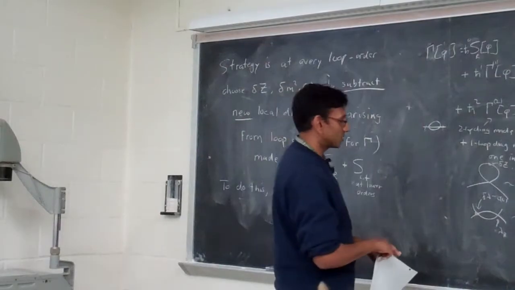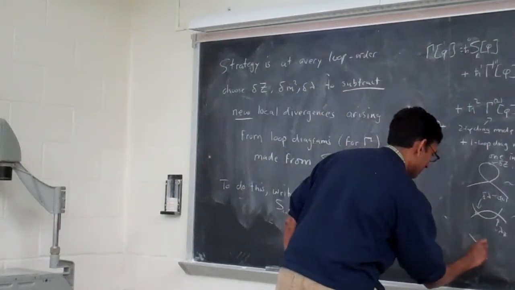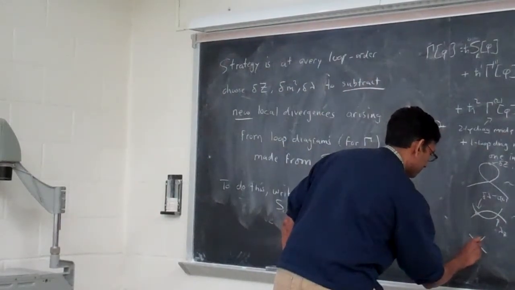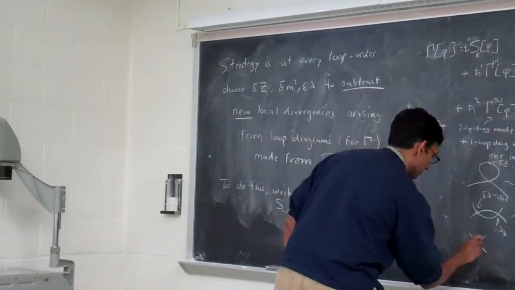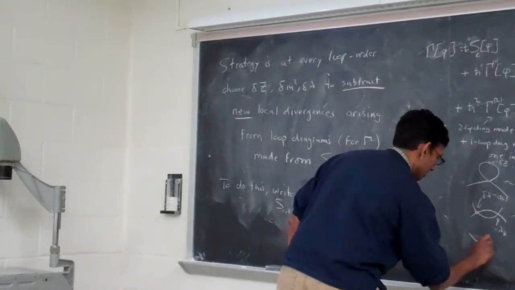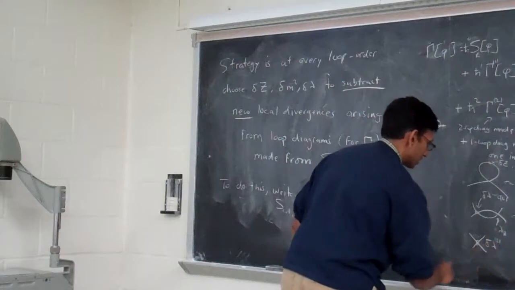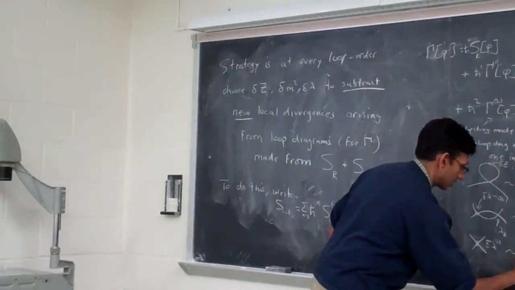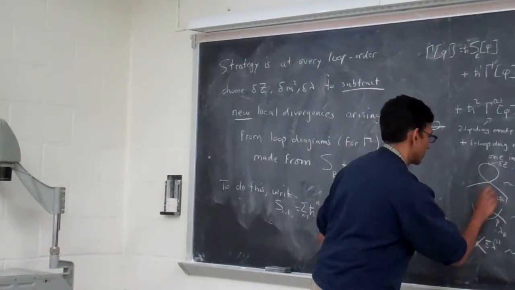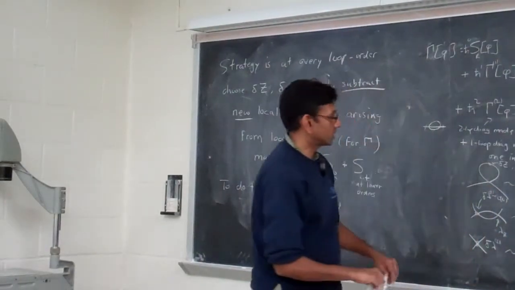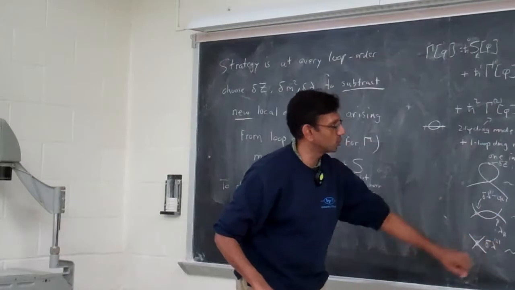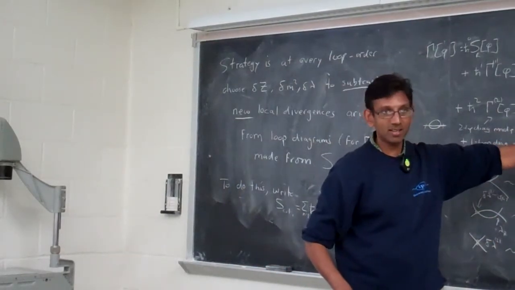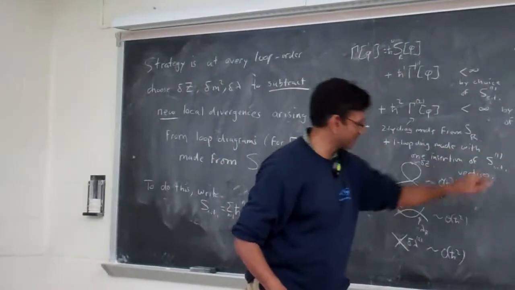And then it contains tree diagrams which is also order. So maybe I'll put a 1 there. Because this delta lambda with a 2 comes out of this guy. It's formally order h bar squared.